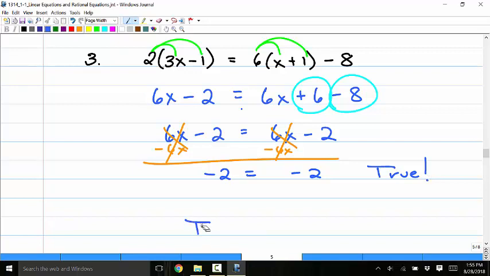This is what's called an identity. It works for all values of x. No matter what value of x you plug into that equation, you're going to get a true statement. So there are infinitely many solutions.